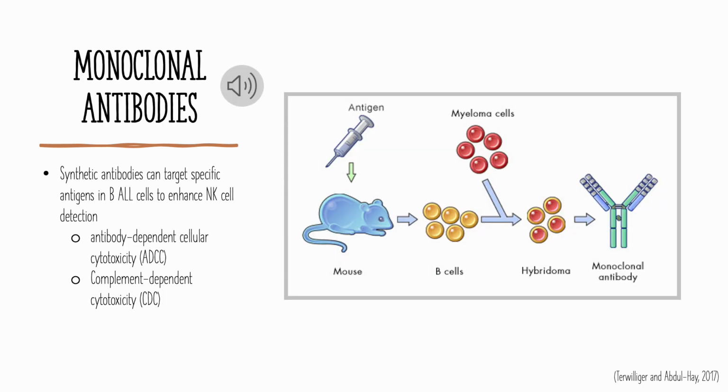Monoclonal antibodies. These are synthetic antibodies that can target specific antigens in B-ALL cells to enhance natural killer cell detection. There are two types: antibody-dependent cellular cytotoxicity and complement-dependent cytotoxicity. For the process, you are first going to present the antigen to the mouse, and the mouse is going to make antibodies against that antigen. Then you are going to fuse myeloma cells, which are cancerous plasma cells, to the B cells to make hybridoma cells. You are then going to screen for antibody production using methods such as the ELISA method.